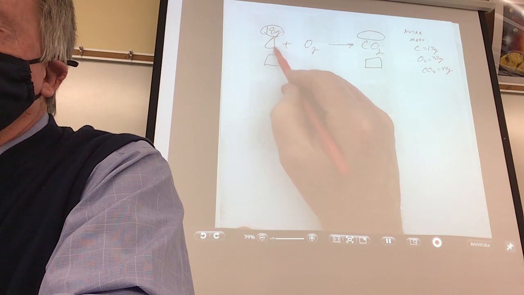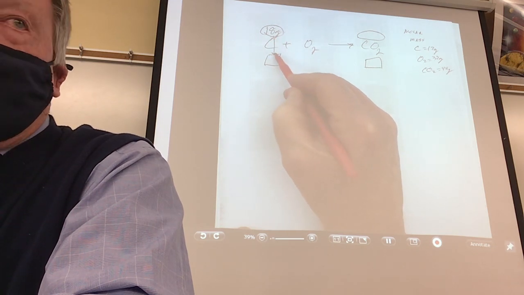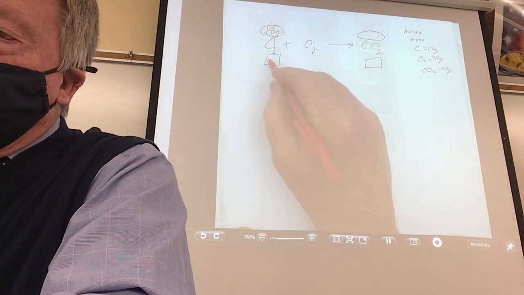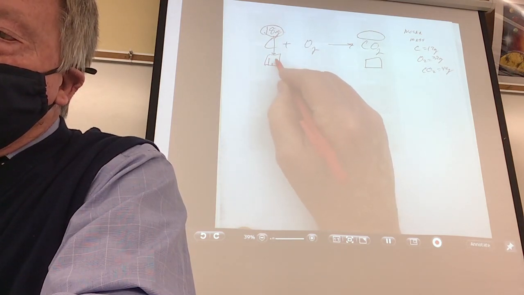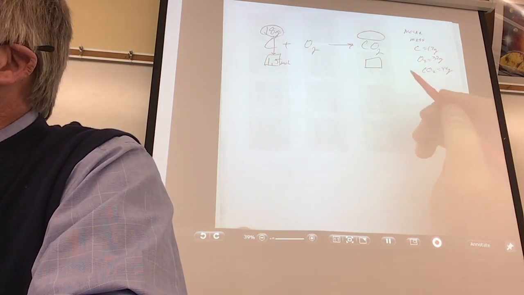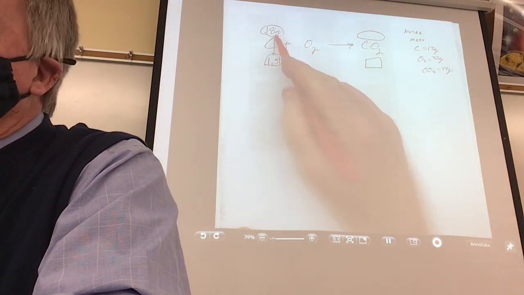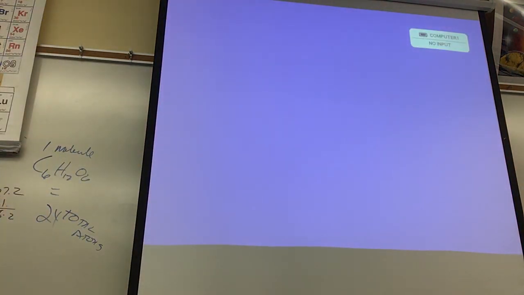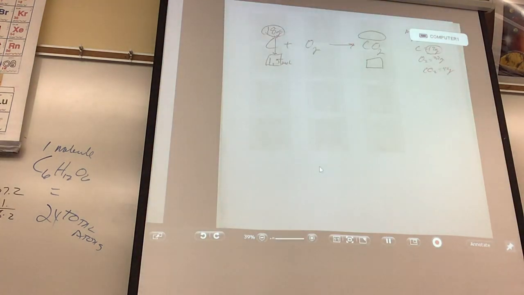When you want to go down into the mole world, you do what? Divide by the molar mass. So what's 18 divided by 12? Did everybody get that far? The molar mass of carbon is 12. So did everybody get 1.5? If not, tell your partner.